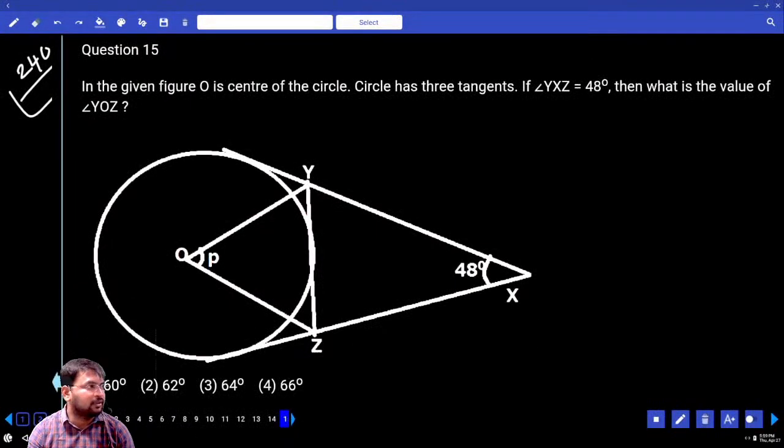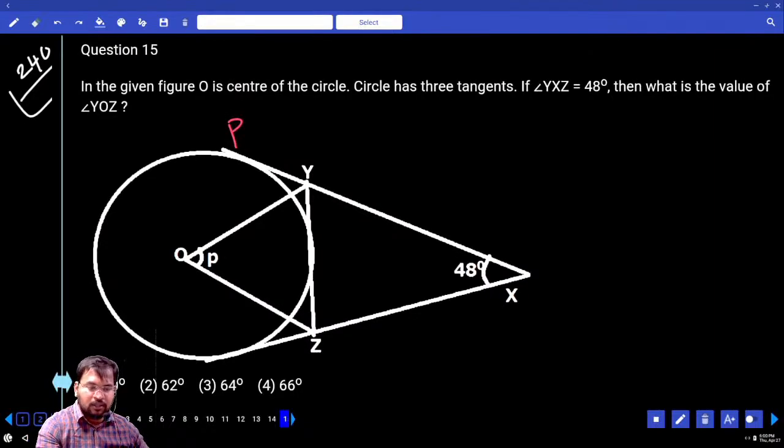See here. Here 3 tangents are there. How many tangents are there? 3 tangents. For example, this is PX, one tangent, QX is one tangent, and YZ is also another tangent. All of you clear? A tangent is nothing but a line that touches a circle at a single point.